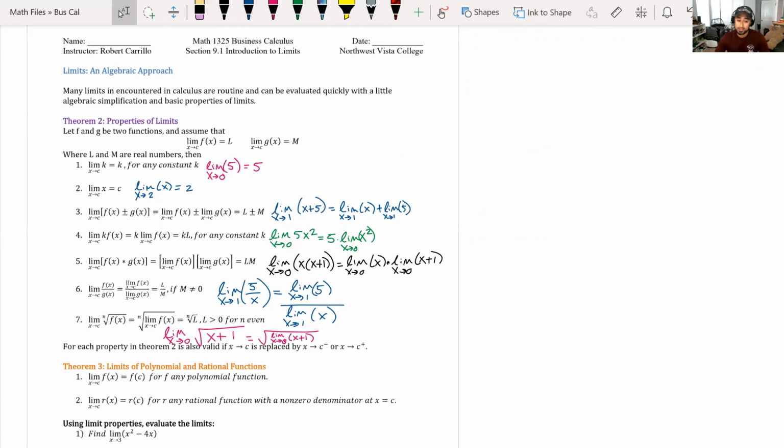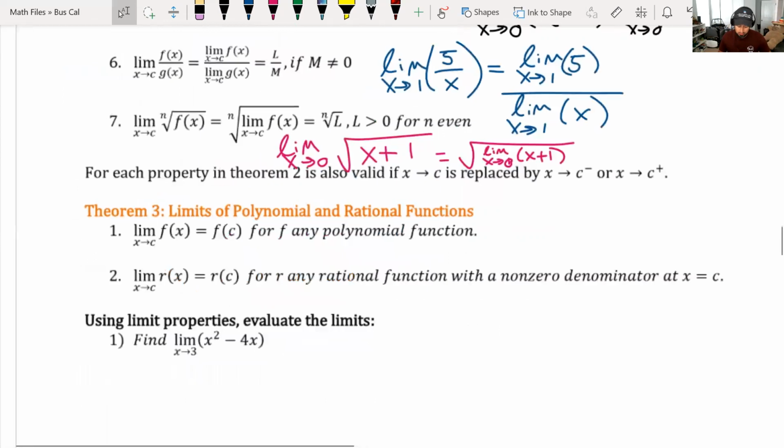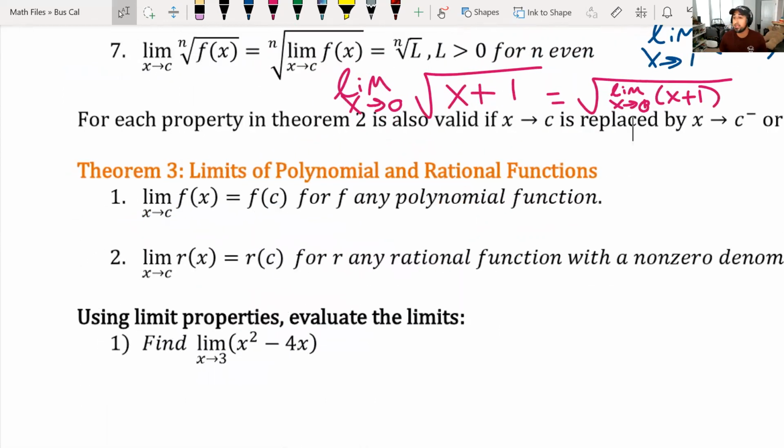Theorem 3, number 1, says the limit as x approaches c of f of x will equal f of c for any polynomial function. So this is just like the property above that I called direct substitution. All this says is, take that limit and plug it in. That's it. That's all you have to do.